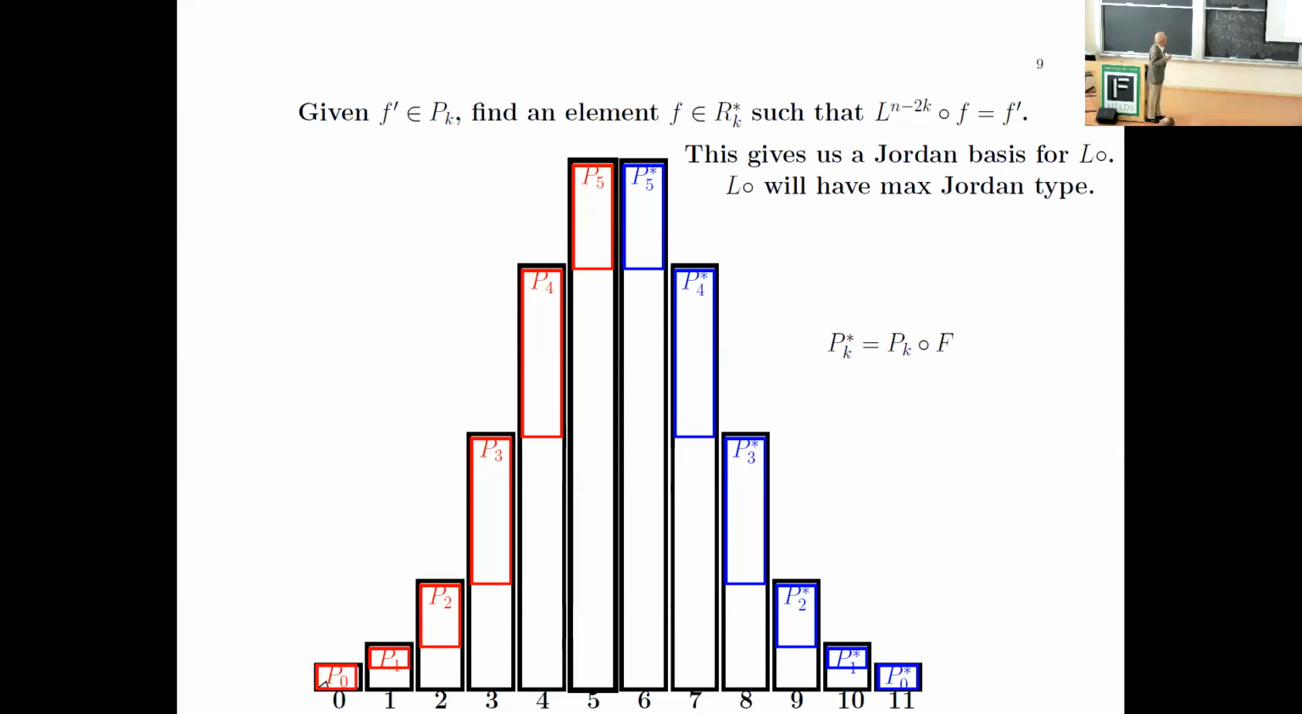Given f prime, find f in Pk star such that its image by L to the n minus 2k is f prime. Because this gives us a Jordan basis for L circle. L circle will have maximal Jordan type. So this is why I am interested in this problem.